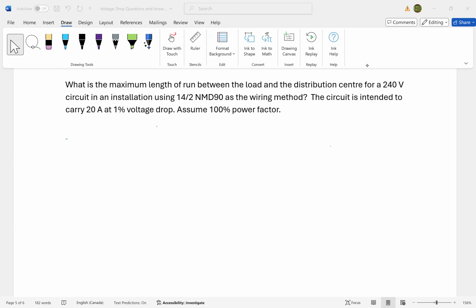Here's an electrical code voltage drop question. What is the maximum length of run between the load and the distribution center for a 240 volt circuit with an installation using 14.2 NMD90 as a wiring method? The circuit is intended to carry 20 amps at only a 1% voltage drop. We'll assume 100% power factor. And again, we're looking for the maximum length of run.